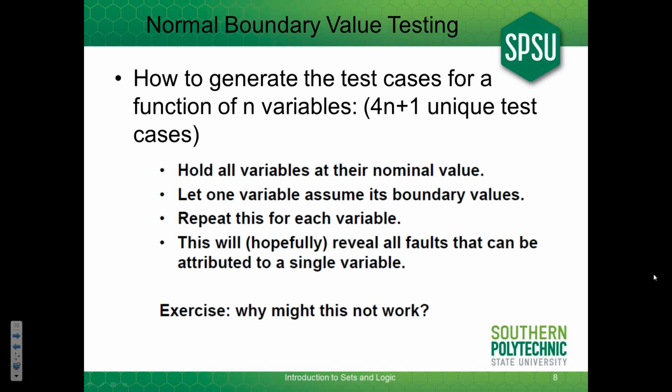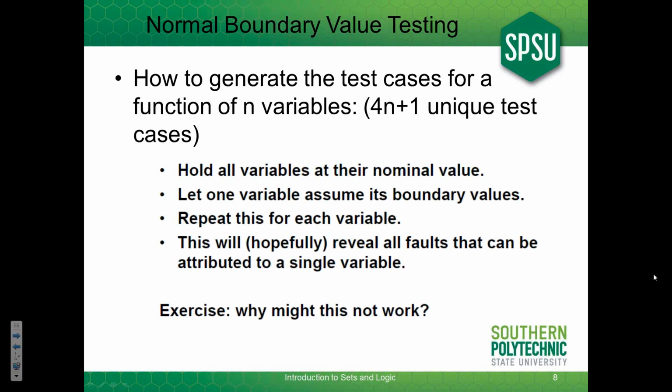So if you have n variables, you take the very first variable. So second all the way to the end would have nominal values. The first one is going to have min, min plus, nominal, max minus, and max. So what would be the total number of test cases in that case? It's a simple computation, you'll find out you're going to have 4n plus 1 unique test cases.